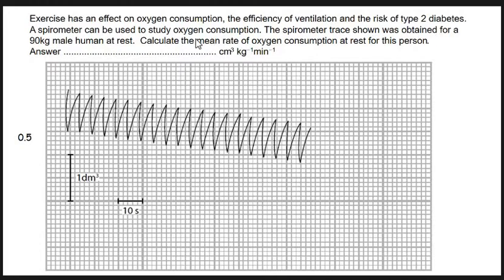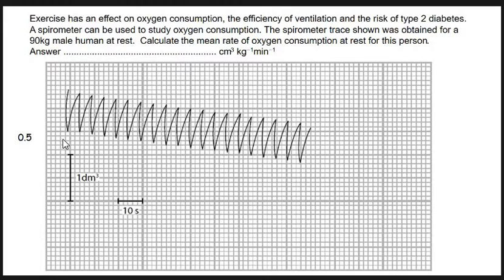The spirometer trace shown was obtained for a 90 kilogram person at rest. Calculate the mean rate of oxygen consumption at rest for this person. It's in centimetres cubed per kilogram per minute. Now, these are things to keep in mind here. The unit they want is centimetres cubed, but they're giving you decimetres cubed, so you're going to have to change. And here they want it per minute, but they're telling you in terms of seconds.